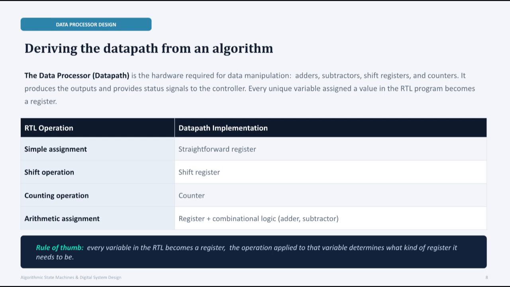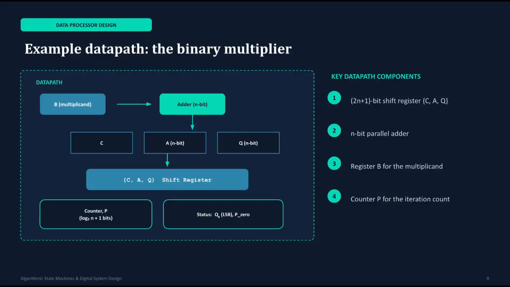Let's apply that translation guide to a real example. The binary multiplier will carry through the rest of this lecture. Here's the data path for a sequential shift and add binary multiplier. The multiplicand, register B, feeds into an n-bit adder alongside the accumulator, register A. The result, including any carry, C, combines with the multiplier register Q to form a single wide shift register, C, A, Q, which shifts right by 1 bit on every iteration.